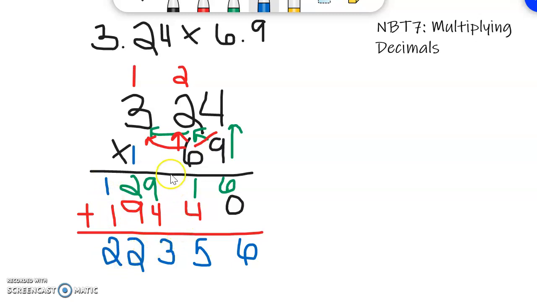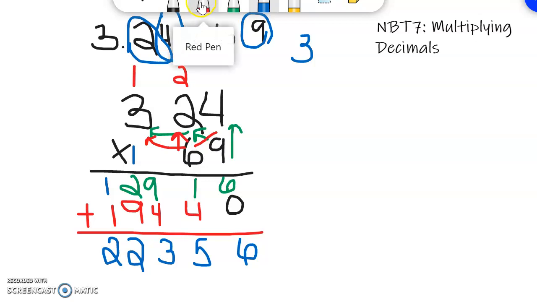Now for my final step, because I multiplied decimals, I have to go back up top to my original expression and count the decimal places, starting from the right of the decimal point. So that's 1, 2, and then I have to count in both numbers. 3. That's 3 total decimal moves.